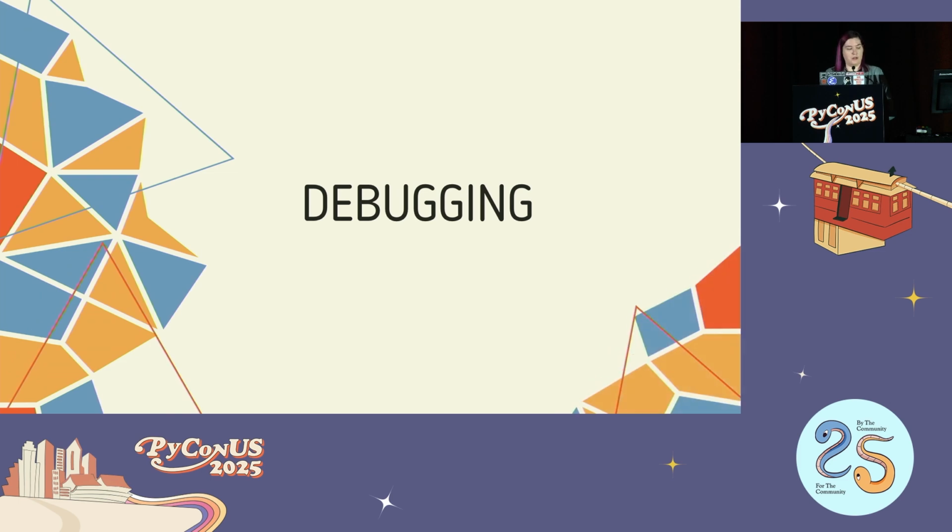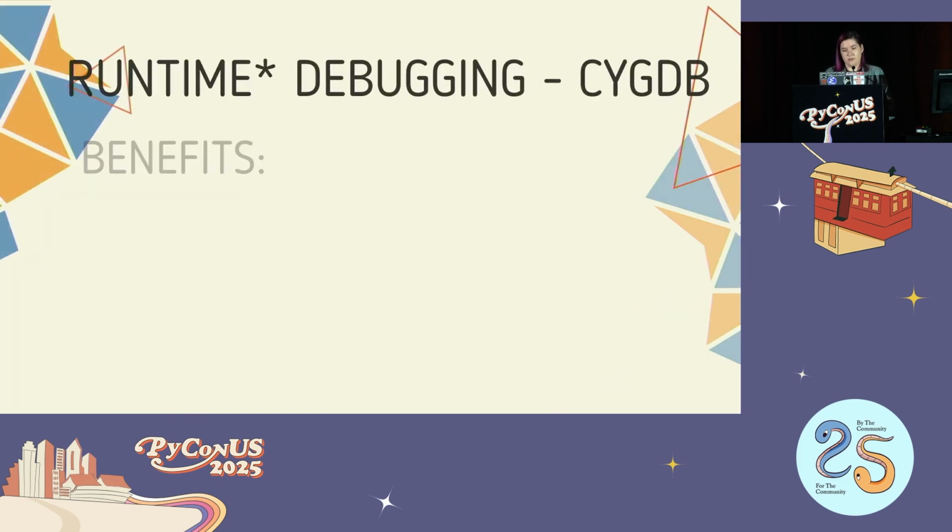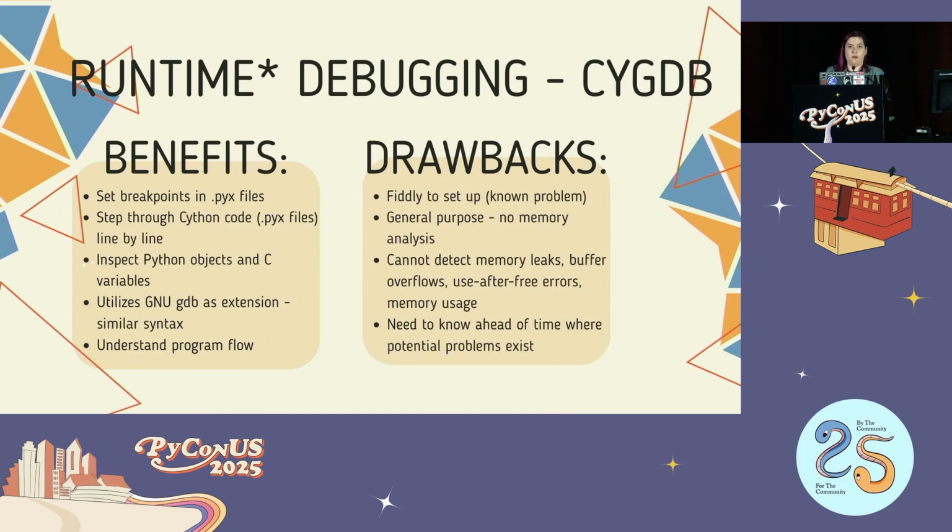So that's when I got into debugging. What does debugging look like for a Cython project? There are 2 kinds of debugging you can do.